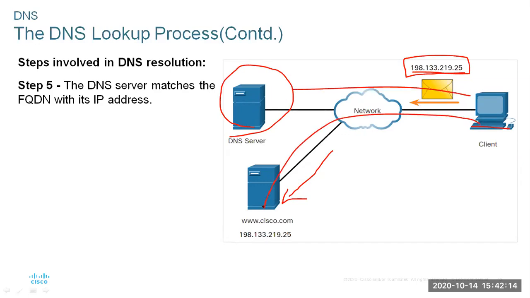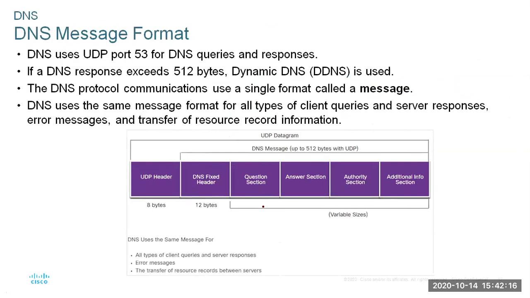Then it will now begin its message. So DNS uses port 53 on UDP for queries and responses. Okay, port 53 for queries and responses. As in, I want to go to cisco.com and then I say, take this IP address for Cisco. If the DNS response exceeds 512 bytes, the DDNS, Dynamic Domain Name Service, is used.